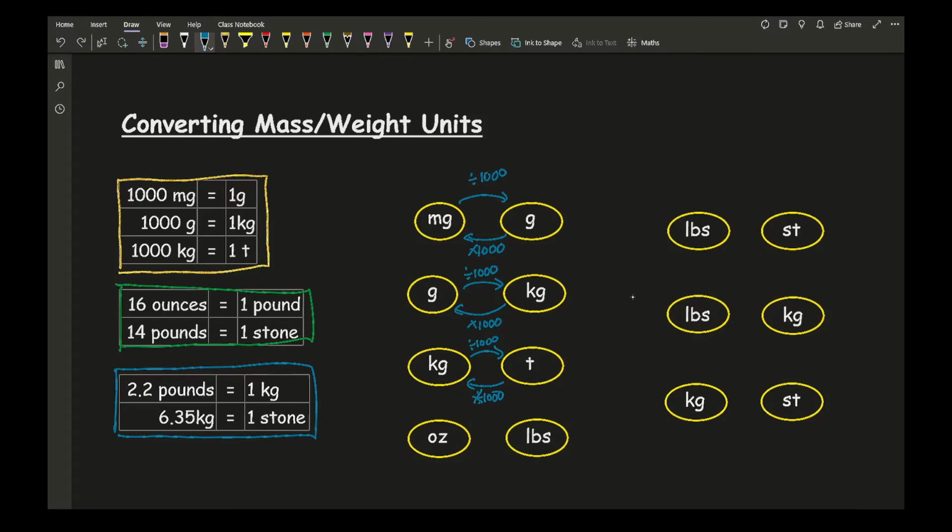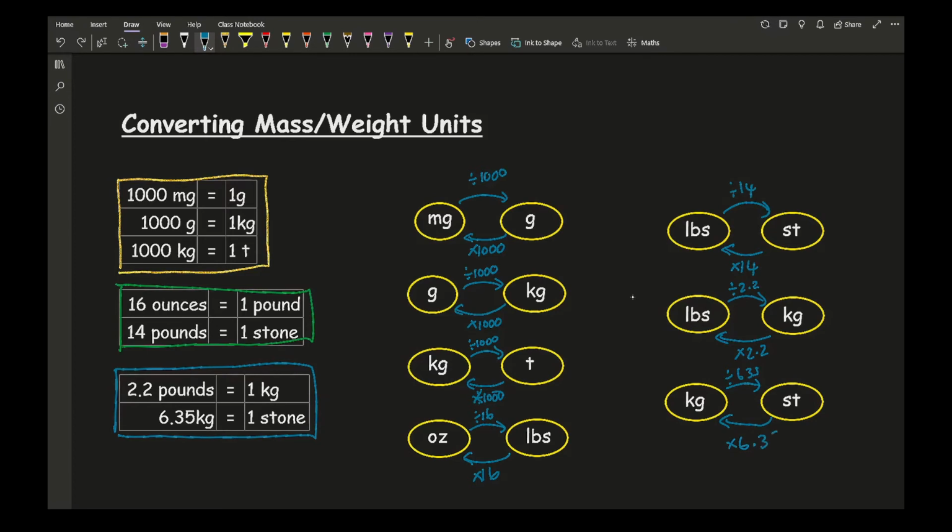Then ounces to pounds. So here I'm going to be dividing by 16, and then pounds to ounces, I'm going to times by 16. Pounds to stones, so here we're looking at dividing by 14, and stones to pounds, we're going to multiply by 14. Pounds to kilograms, I'm going to be dividing by 2.2, and kilograms to pounds, I'm going to multiply by 2.2. And then finally, kilograms to stones, I'm going to divide by 6.35, and stones to kilograms, I'm going to multiply by 6.35.